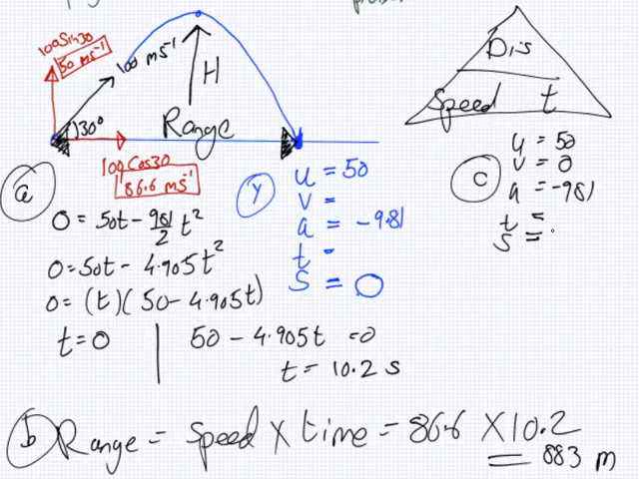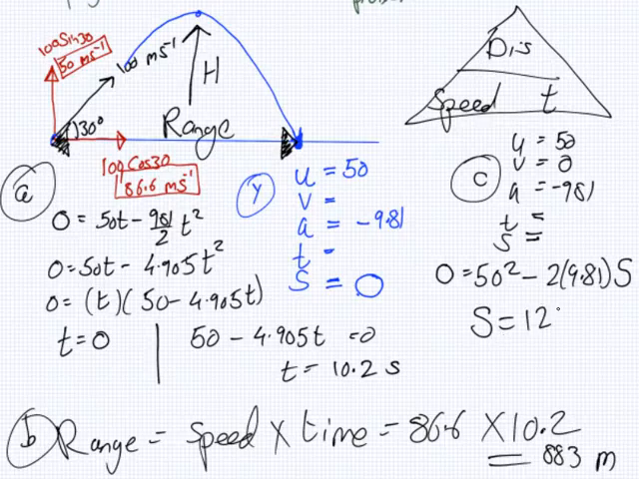Now the reason I'm not using the T is because if this was an exam question, if you made a mistake in the T, then your error carries into the next part. So I'm avoiding using it. What formula will give me the S here? V squared equals U squared plus 2AS. So S equals 127 meters. So that's the maximum height, H here.